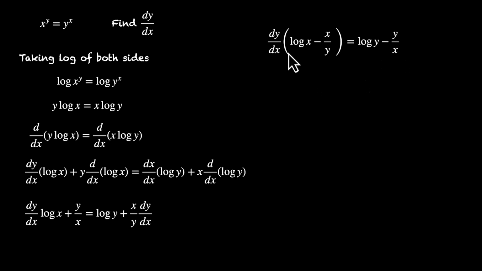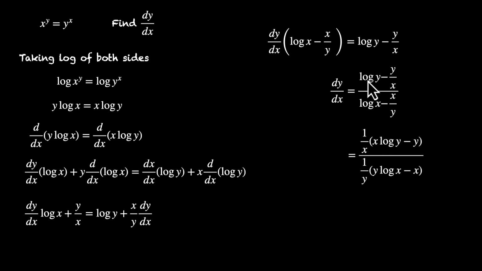Now to get dy by dx, we'll just divide both sides by log x minus x by y. So we get dy by dx equals log y minus y by x divided by log x minus x by y. And to write things neatly, we'll take the LCM. We have 1 by x common in the numerator.